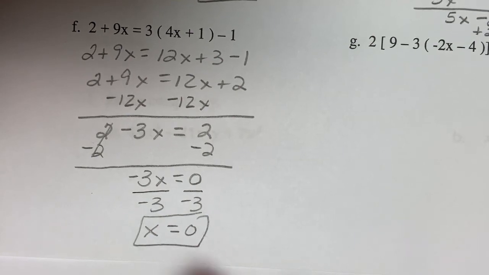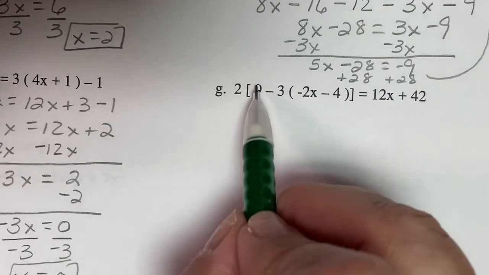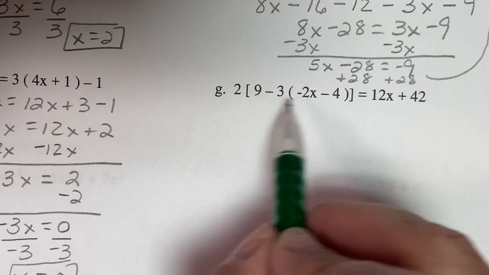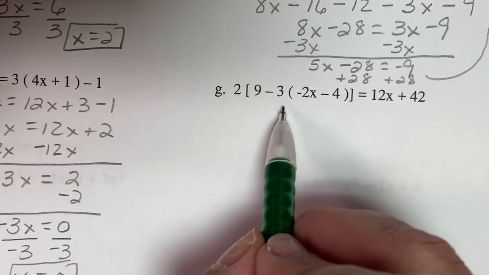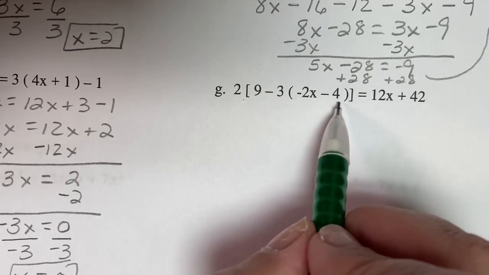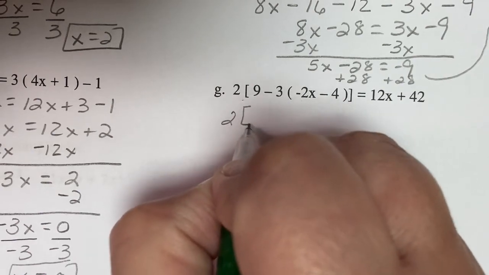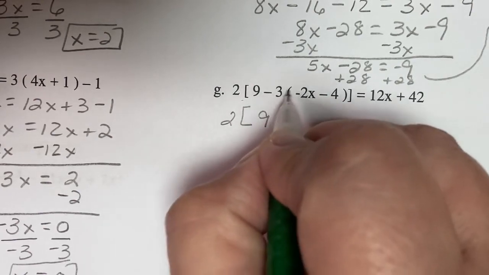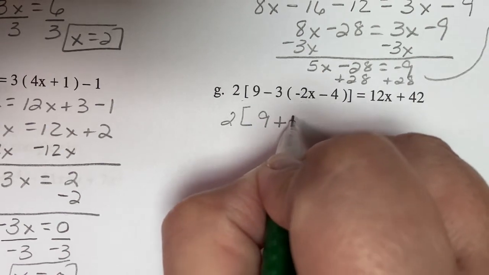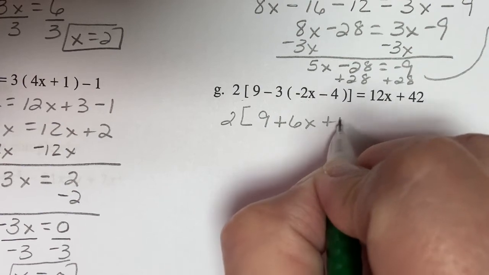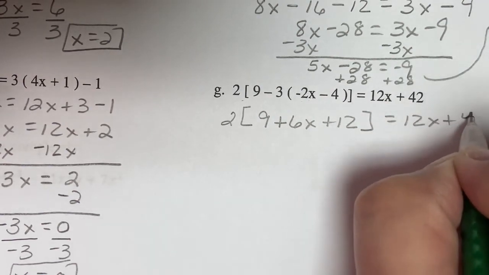All right, let's go ahead and do G. Again, we've got a lot of different things to do. Notice how we have two sets of grouping symbols here. We have these parentheses and we have these brackets. So the idea is you want to work from the inside out. So we're going to do this distribution first. So we'd have 2 times brackets, 9. I'm going to distribute my negative 3 through. So negative 3 times negative 2x is plus 6x plus 12 equals 12x plus 42.